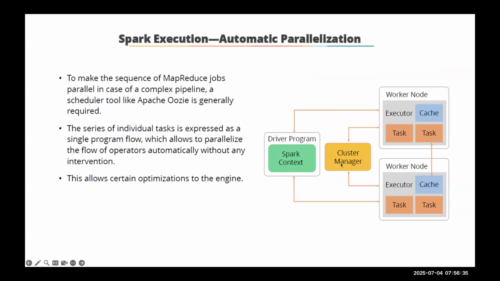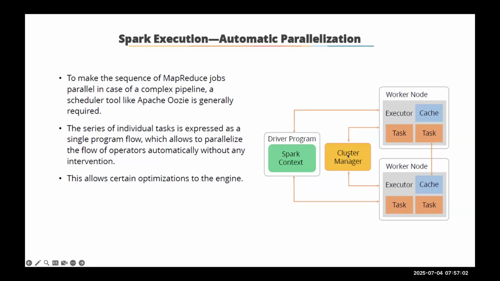There is one more thing, the cluster manager. This is not in the syllabus, but at a high level I will tell you about the cluster manager, what it is doing, because it is very important. It is not a big thing. I will just explain it, and you can read more about it on YouTube or anywhere.